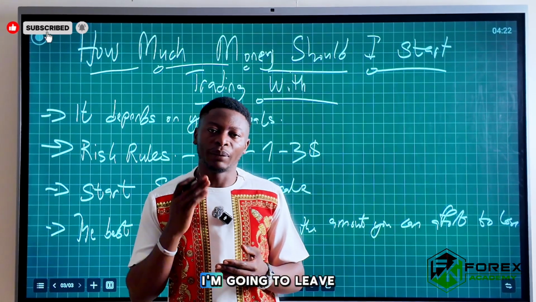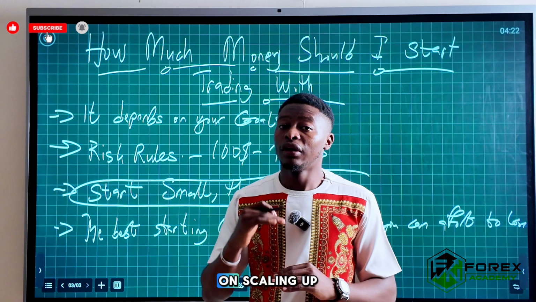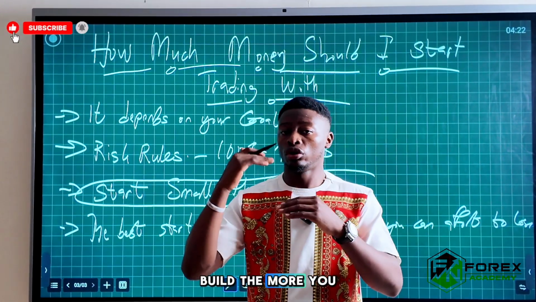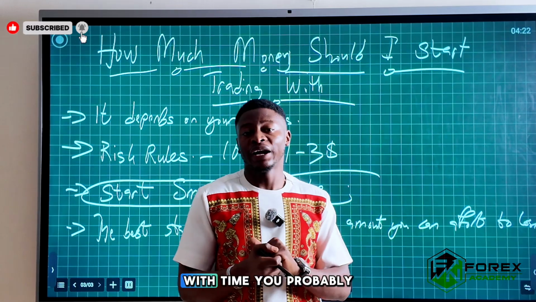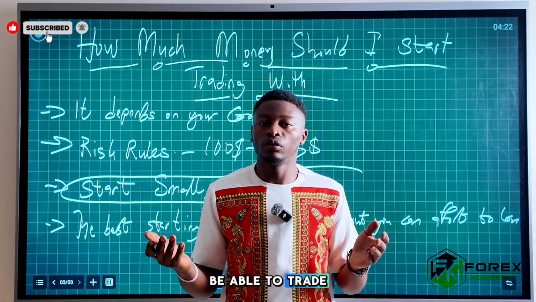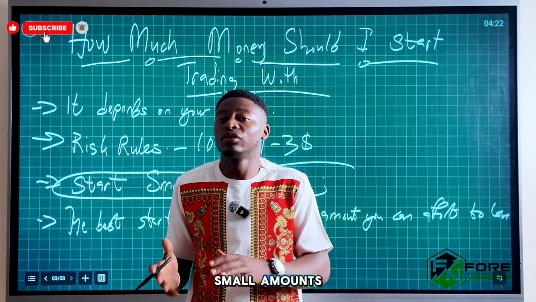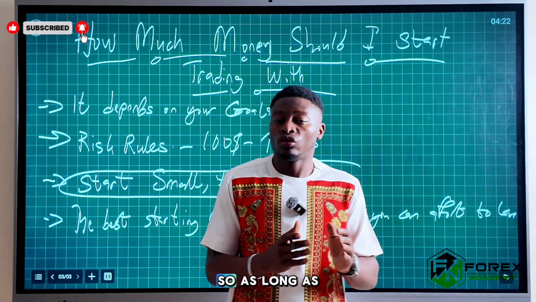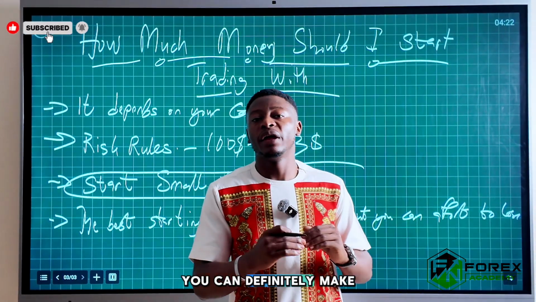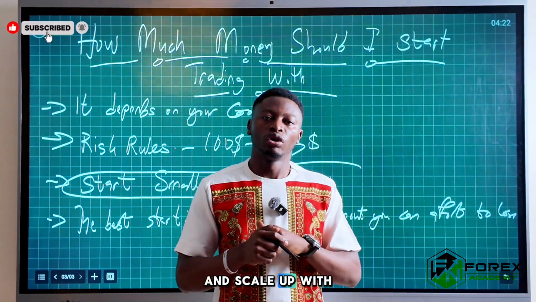So as a trader, I'm going to leave you with this one piece of advice: start small and focus on scaling up, getting better. The more your confidence builds, the more you scale up, and with time, you are probably going to get bigger accounts and be able to trade with them, right? Personally, I started trading with very small amounts. Now I'm trading with big amounts, right? So as long as you are making consistent profit with those small amounts, you can definitely make more profit with the big accounts. You just need to practice and scale up with time.